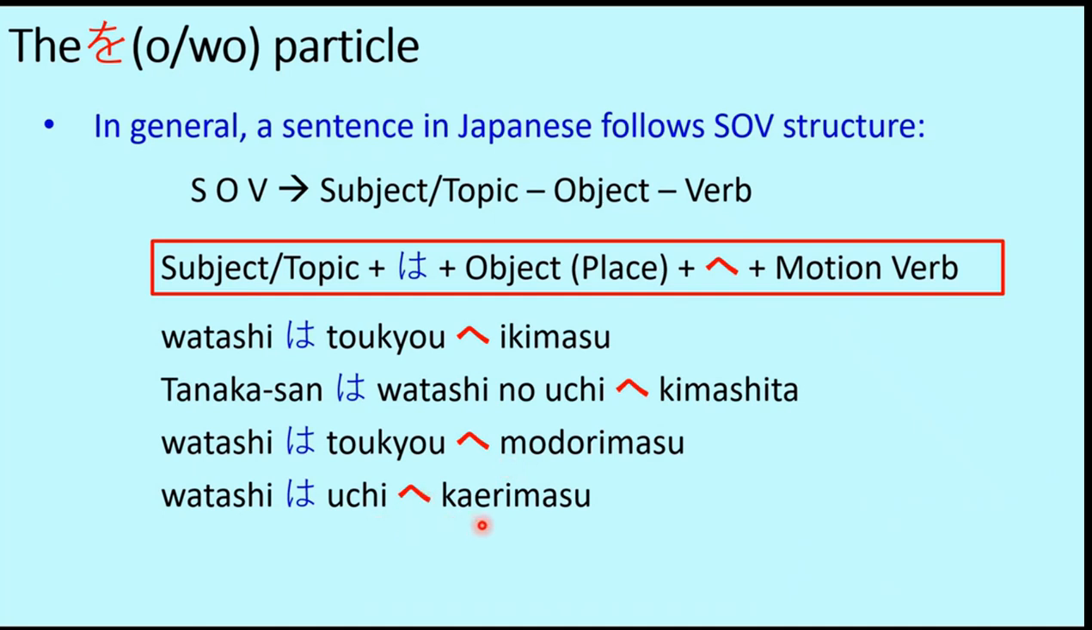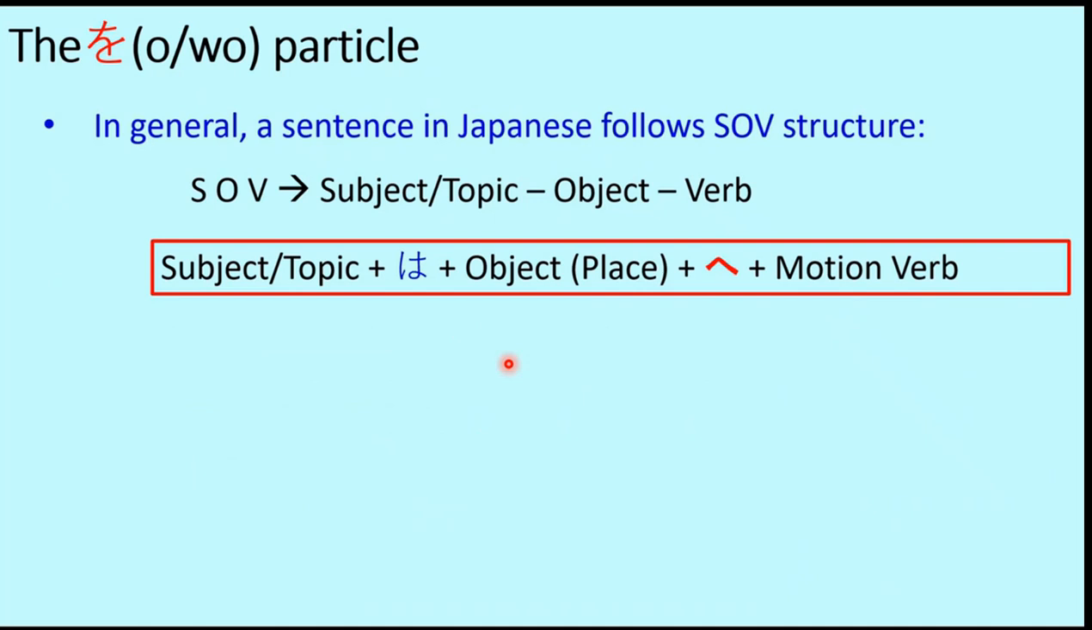Watashi wa uchi e kaerimasu. I am returning home. Tanaka-san wa watashi no uchi e kimashita. That means Tanaka-san came to our house. And watashi wa Tokyo e ikimasu. I will go to Tokyo, or I am going to Tokyo. So this is one kind of sentence structure using the e particle. So that was subject wa, object as place, plus e particle plus motion verb.